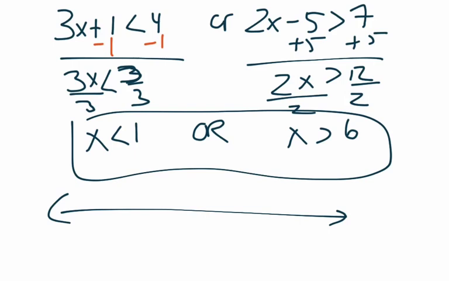If you were asked to graph it, you should know your numbers. Just going to recommend that first. So x is less than 1 means it's over here to the left of the 1, and greater than 6 is over there. And so that's what the graph would look like.